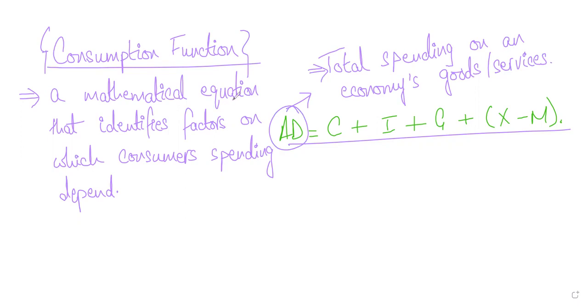But what we're doing right now, consumption function is an equation. Let's even remove the word mathematical. Equation is obviously mathematical. A mathematical equation that identifies factors on which consumers' spending depends, right? So I'm just about to break it down for you, what factors we consider, or what factors are important in determining our consumption, right?